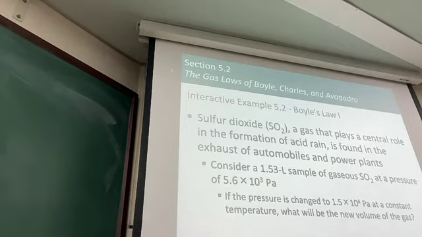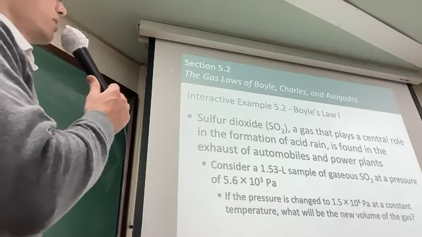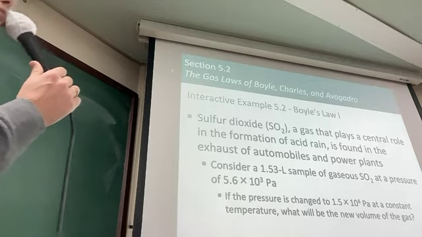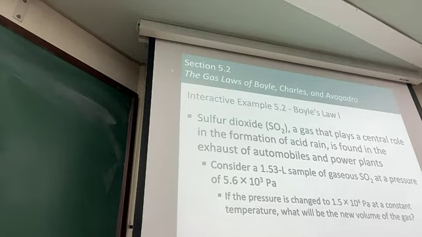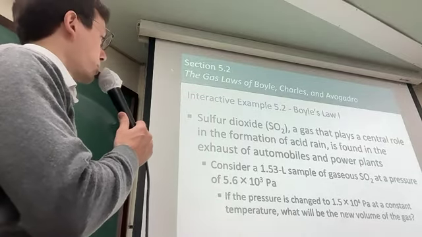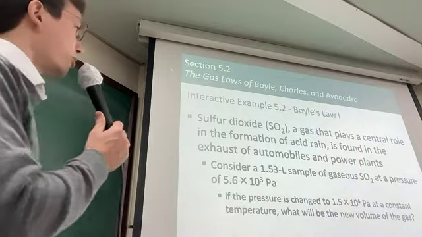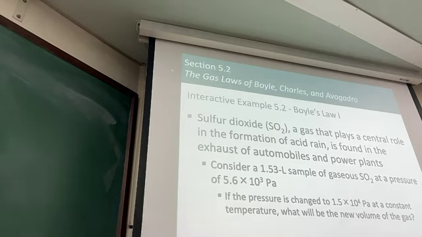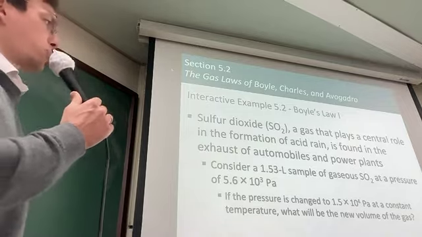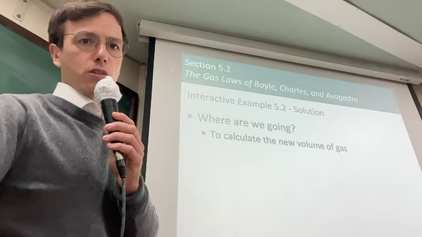Okay, so let's do one example here. We consider sulfur dioxide, SO2, which is a gas that plays a central role in the formation of acid rain, because it's found in the exhaust of many automobiles and power plants. And we consider a 1.53 liter sample of gaseous SO2 at a pressure of 5.6 times 10 to the power of 3 Pascal. Volume is given, pressure is given. Now the question is, when you change the pressure to something higher and you fix the temperature, what will be the new volume? And that's straightforward with Boyle's law, right?